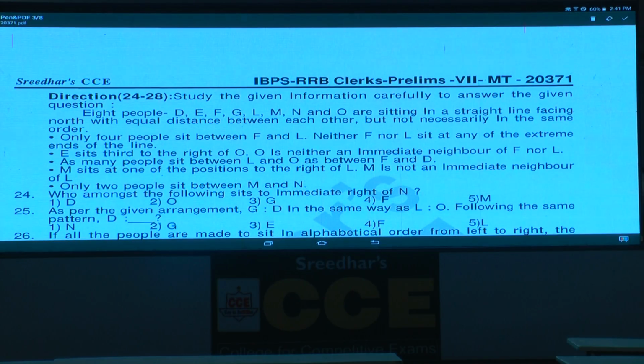Only 4 people are between F and L, and neither F nor L sits at any of the extreme ends of the row. How many possibilities do we have? F and L have four people in between them. If F is at the second place, then counting 1, 2, 3, 4, L will be here; that is the first possibility. What is the second possibility? Counting 1 to 8, if L is at the second place, then F will be second from the right. Hence, 4 people between F and L.